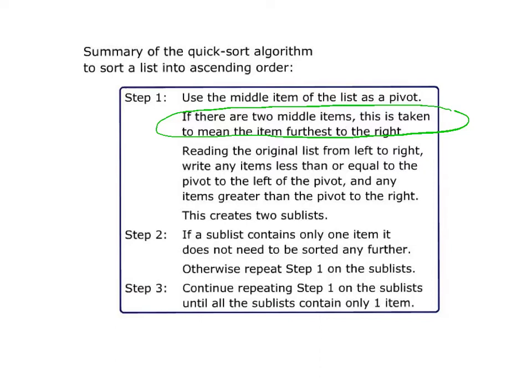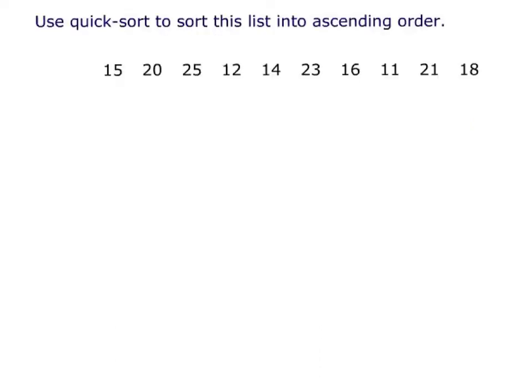Let's look at an example and see how we're going to use these instructions to order our list of numbers. So we're going to use the quicksort algorithm to sort this list into ascending order. The first thing we have to do is find the middle item and use that as a pivot. Now this is exactly the example I was describing where we have an even amount of terms. So we will take the term to the right of the middle, which in this case is 23. So this is our pivot.